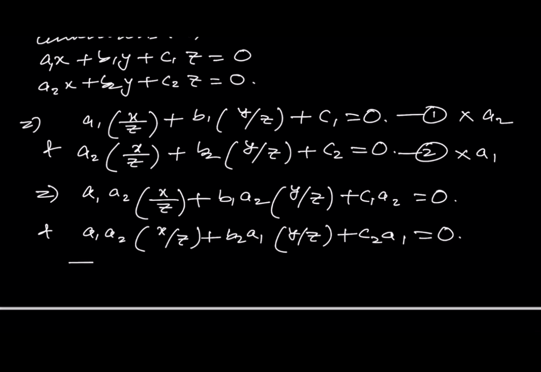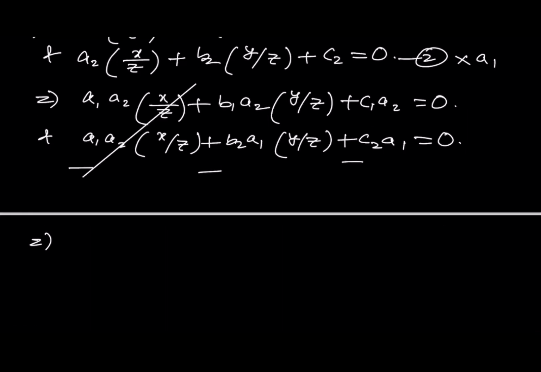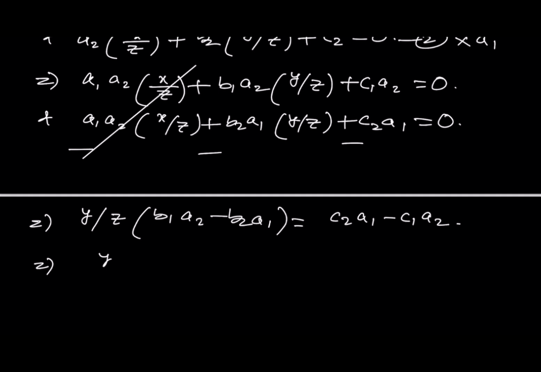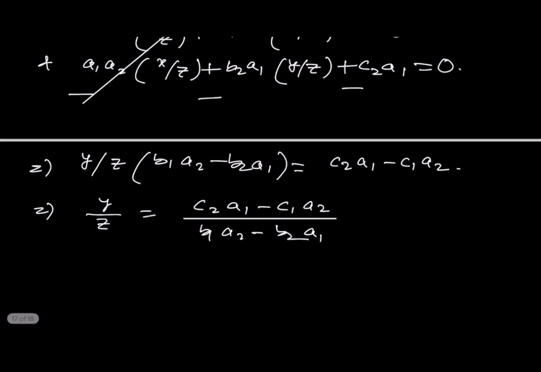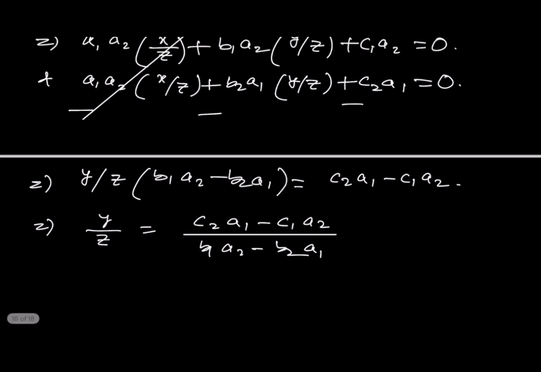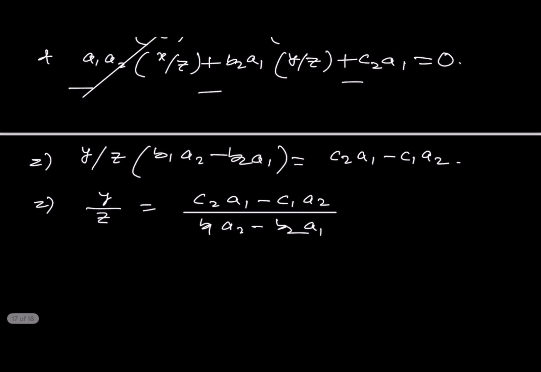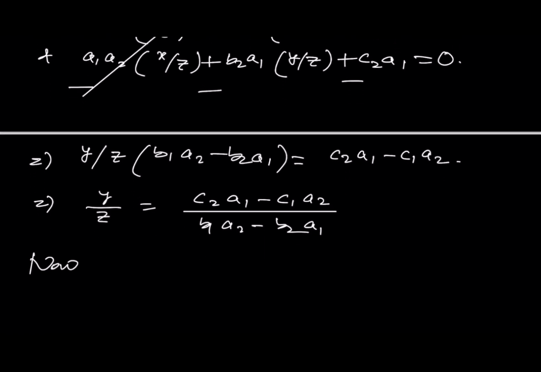If I am subtracting, then the a1 a2 x/z terms will cancel out. So it will be y/z times (b1 a2 minus b2 a1) is equal to c2 a1 minus c1 a2, right? Or I can write y/z as (c2 a1 minus c1 a2) upon (b1 a2 minus b2 a1), right? Also, now if I put this y/z in equation 1, we will get x/z.